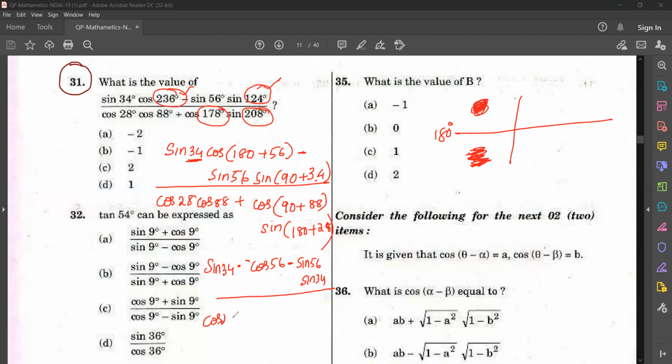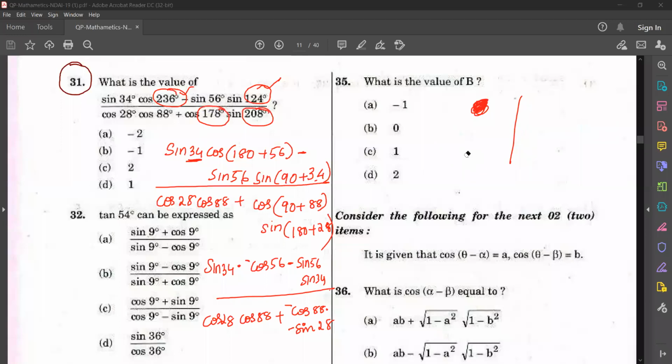Divided by cos 28 as such, cos 88 as such. Now cos of 90 plus 88. 90 plus means which quadrant? Second quadrant, isn't it? In the second quadrant, cos is negative. So it is minus cos 88 into sin of 180 plus 28. 180 plus 28 means third quadrant. In the third quadrant sine is negative. So minus sin 28.